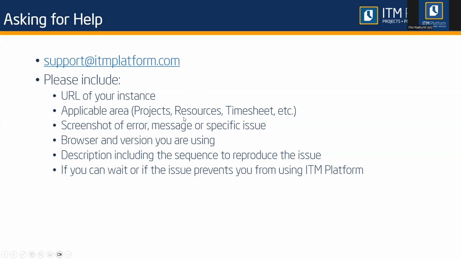Next, the applicable area where the issue happened. This happened in your projects list or in your timesheet, something like that. Please provide us, if possible, with a screenshot of the error or the message or the issue that you're seeing. This is super important for us, so it is easier to identify the issue. Next, if possible, please let us know about the browser that you are using and the version. Sometimes the errors are related to browsers, so it is important for us to know that.